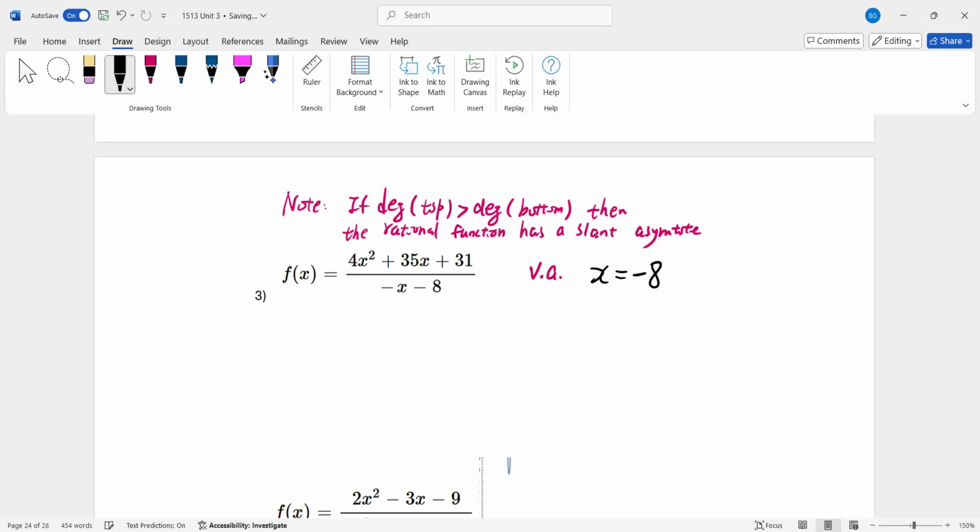Because -8 would make the denominator be 0. So when x approaches -8, the denominator approaches 0, and the numerator approaches a fixed number, a constant. So if the numerator stays a constant and the denominator approaches 0, the quotient approaches infinity. That's how we know the vertical asymptote is x equals the root of the bottom. So that's the vertical asymptote. What about the slant asymptote?